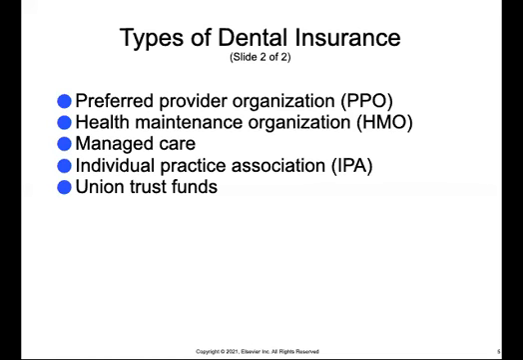The preferred provider organization, or PPO, is a plan that establishes a list of dentists who have a contract with the insurance company. A health maintenance organization, or HMO, accepts responsibility for payment of dental procedures and services for its members.